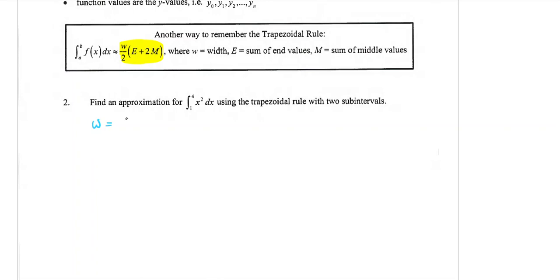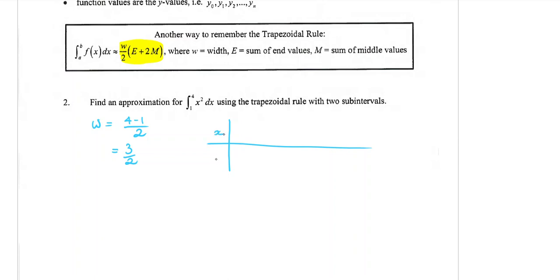You subtract the numbers on your integral sign, 4 take away 1, and you're going to divide that by 2 because you want 2 trapeziums. So you're dividing it into the 2 trapeziums. That is equal to 3 over 2, or 1.5. Now we need to make up our table so that we know all the y values.